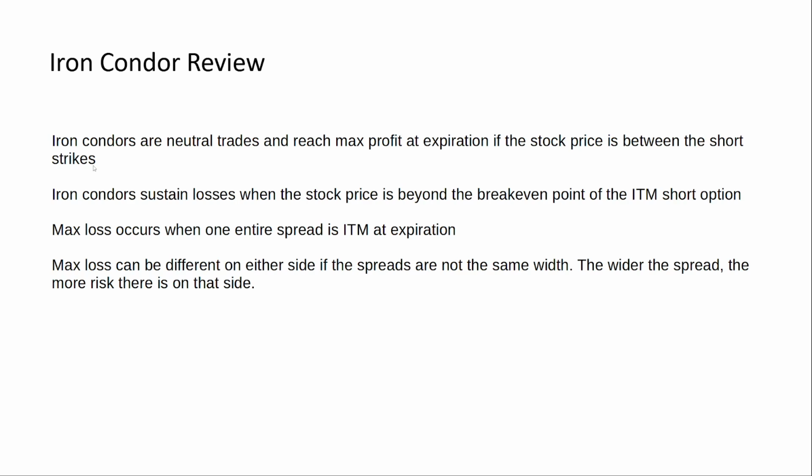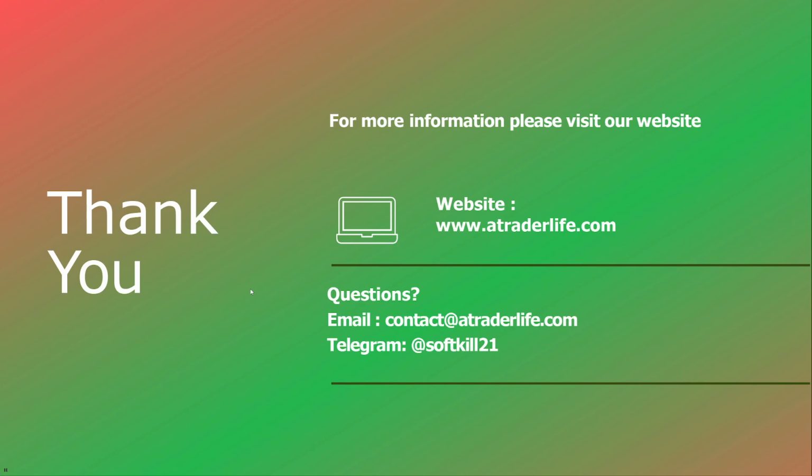The Iron Condors are neutral trades and they reach max profit at expiration if the stock is in the middle of the strikes. They sustain losses when the stock price is beyond the break-even point of the in-the-money short option. The max loss occurs when one entire spread is in the money at expiration. At the same time, the max loss can be different on either side if the spreads are not the same width. The wider the spread, the more risk there is on that side. So let's take a look.